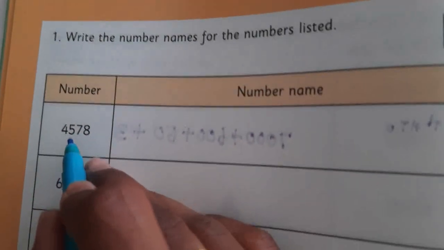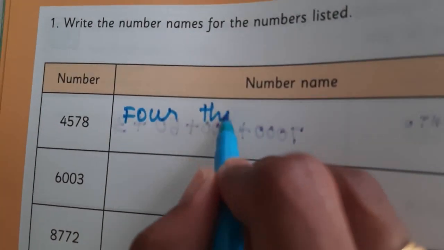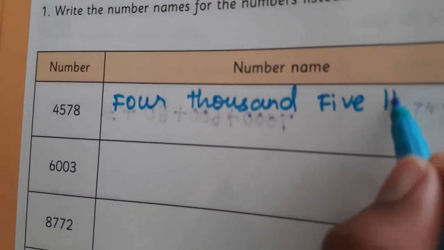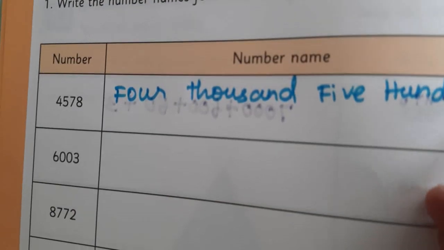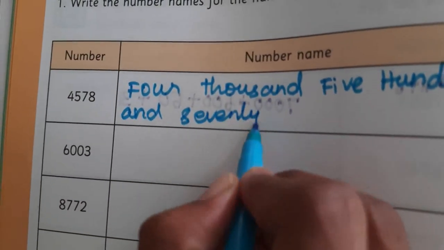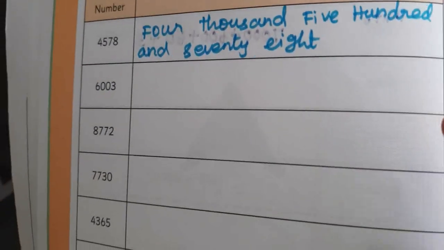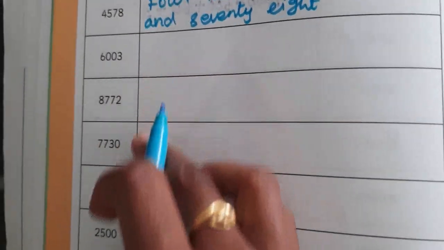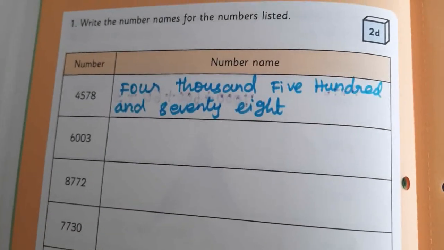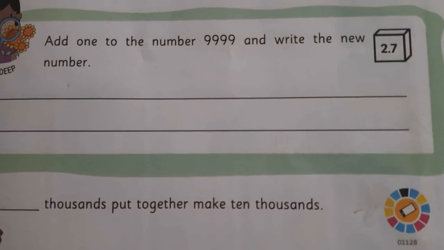First one is 4,578. Yes, so this is the way you have to write the word form for the remaining numbers. Okay, do you have any doubt? So next activity is a look deep activity in studio page number 35.